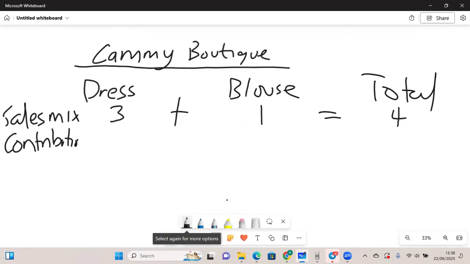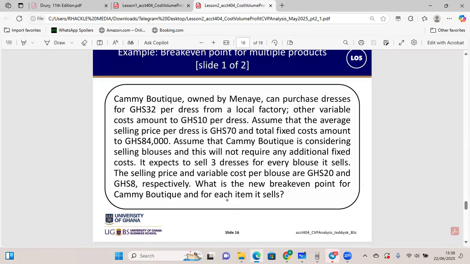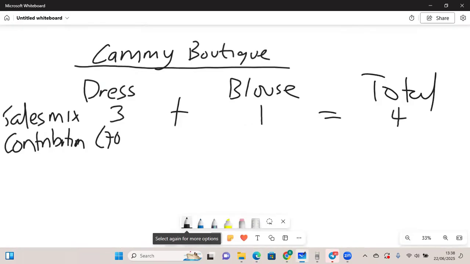So contribution for dress, right? The selling price is 70, whilst the variable cost is 32 plus 10, which is 42. So 42 will come here, which is going to give us 28.